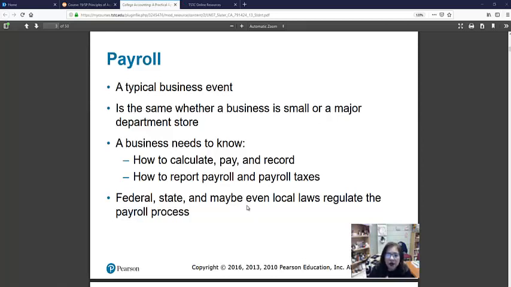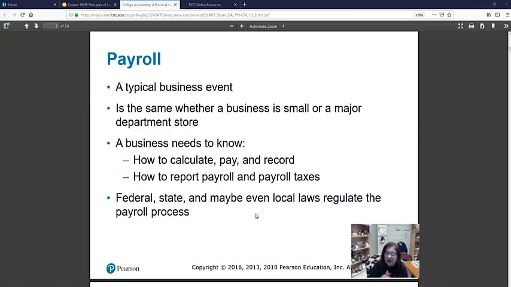Alrighty, guys, this week we're going to go into payroll. In chapter 7, payroll, of course, is a typical business event. It's the same as a transaction, except for certain things. We have to know how to calculate the payroll, how to report the payroll, and payroll taxes. So it's not just the payroll itself.